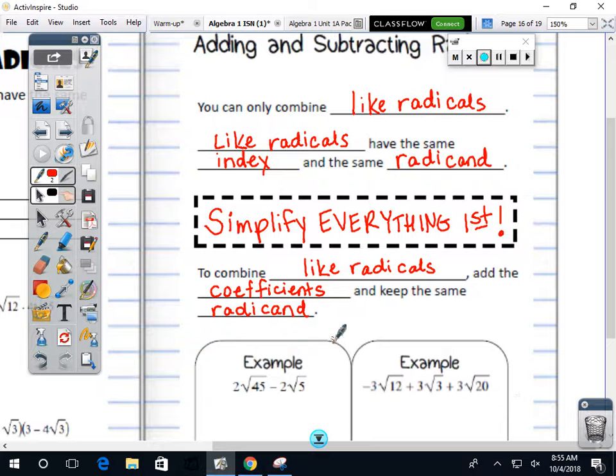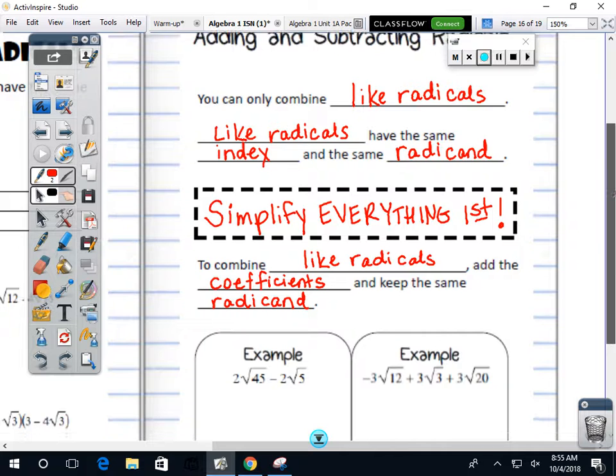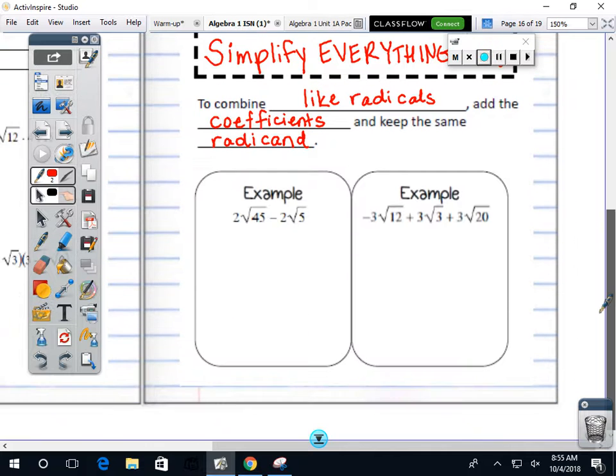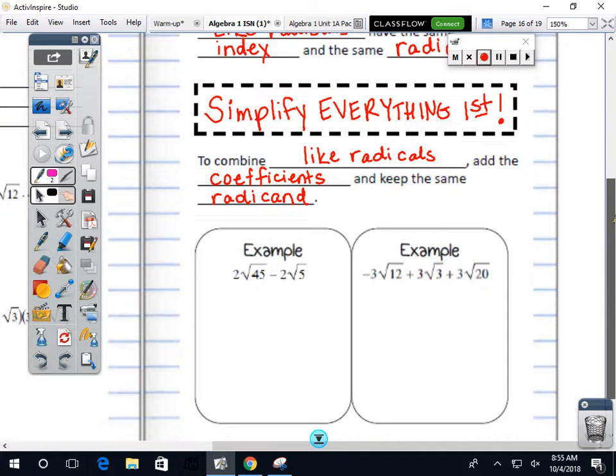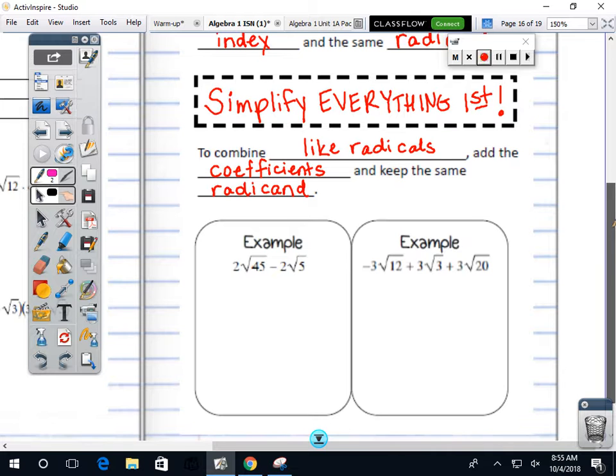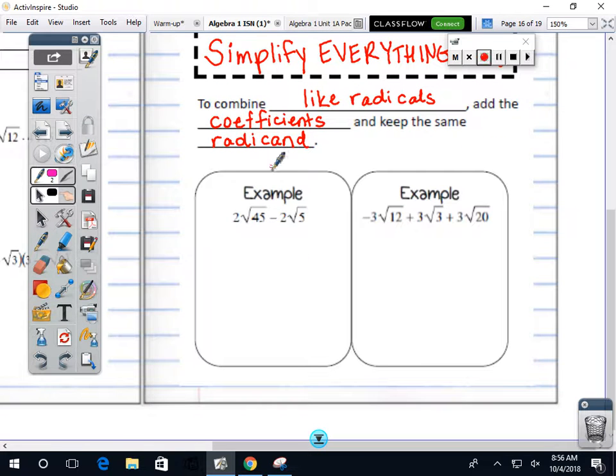Okay, so now let's try some examples of adding and subtracting radicals. All right, what did it tell us we need to do first? Guys, simplify everything first. Now, the reason we need to do that is because right now, we see that both of them are the square root of something. This is 2 square roots of 45. This is 2 square roots of 5.